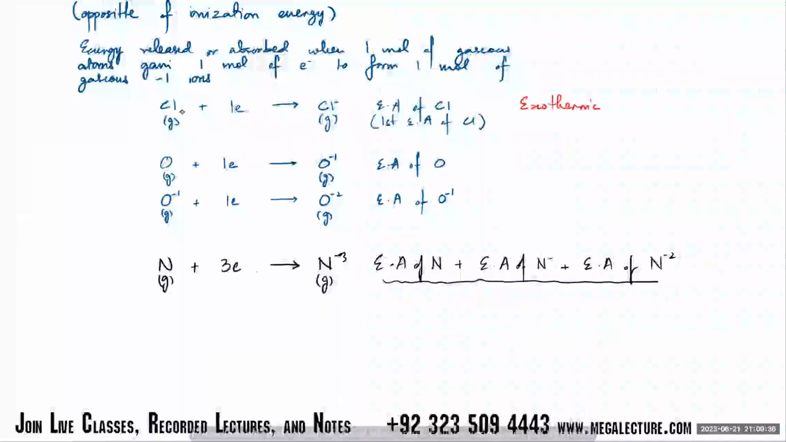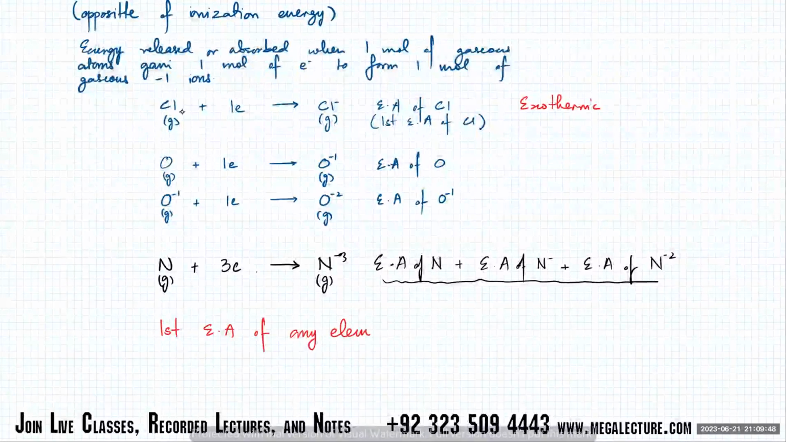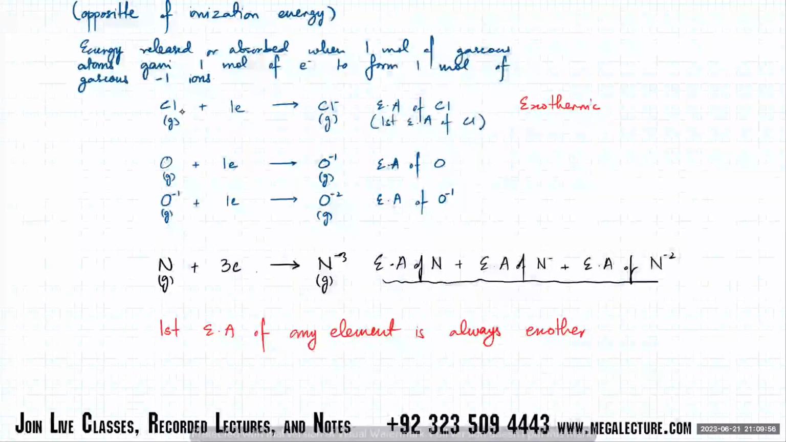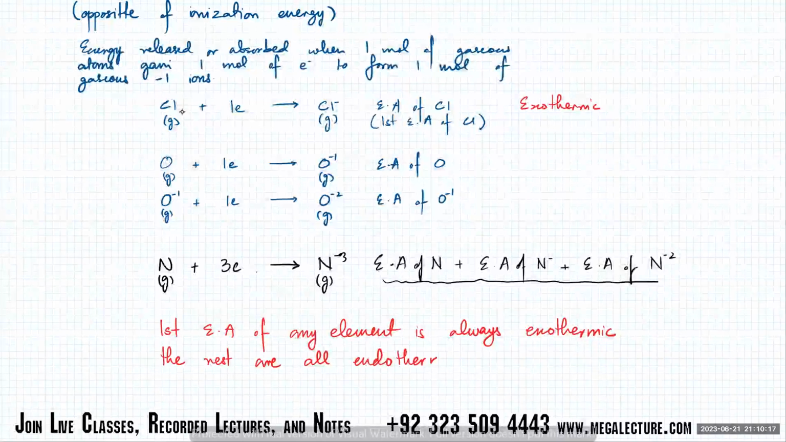And the first one is always exothermic. Okay, so remember this, that the first electron affinity of any element is always exothermic. The nucleus attracts the electrons, does all the work. But then when it comes to the second and the third and the fourth and the fifth, the rest are all endothermic. So apart from the first, the rest are all endothermic. So focus on this: let's look at oxygen.